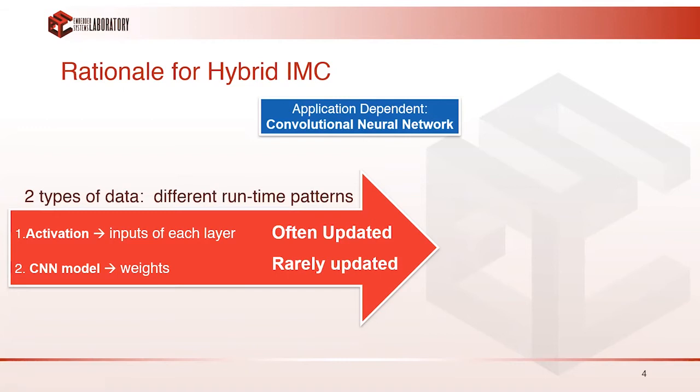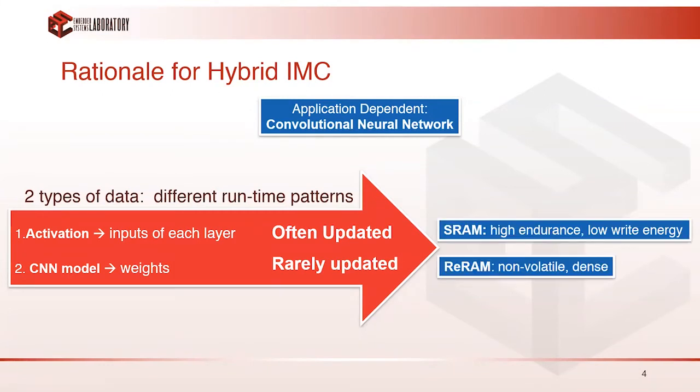Such behavior can be exploited by using hybrid memory technology, combining the SRAM for the activations because of its high endurance for write operations, as opposed to the resistive memory, and its low write energy. The resistive memory can be used to store the weights, so the CNN model, because of its low leakage, the non-volatile behavior, and the high density of integration.